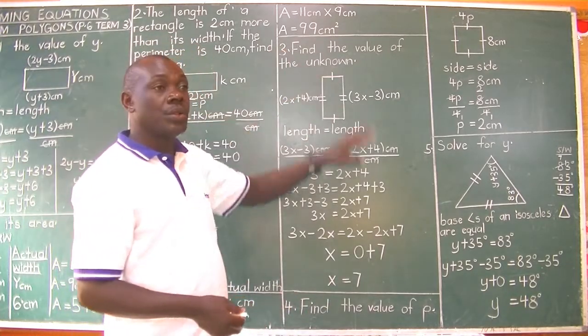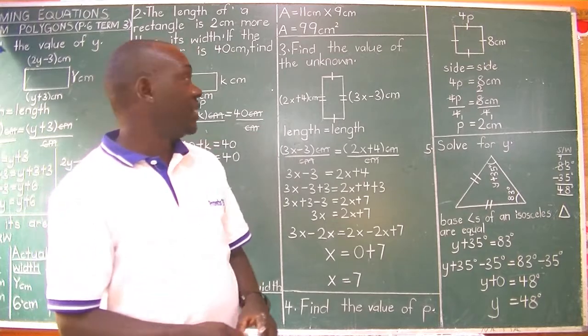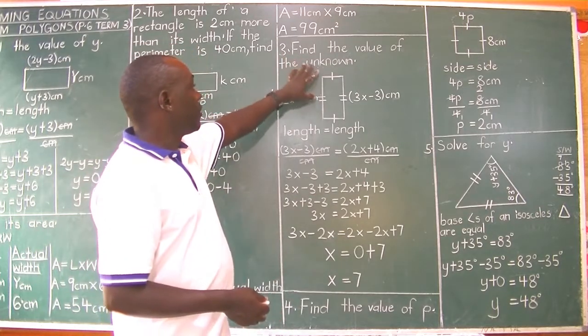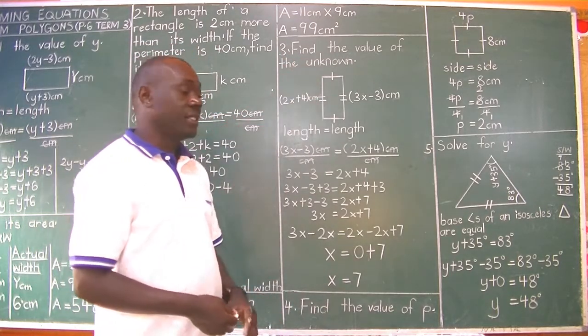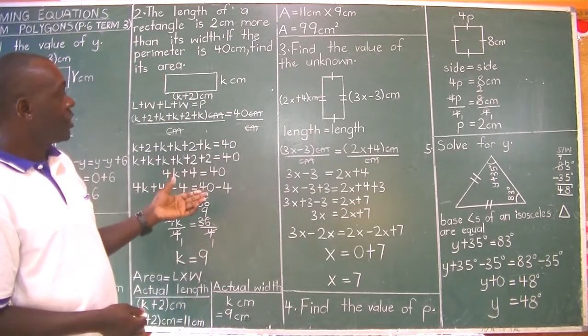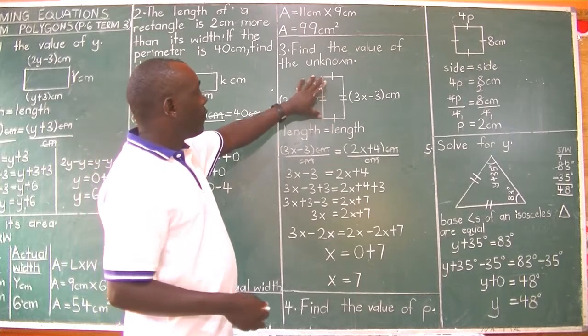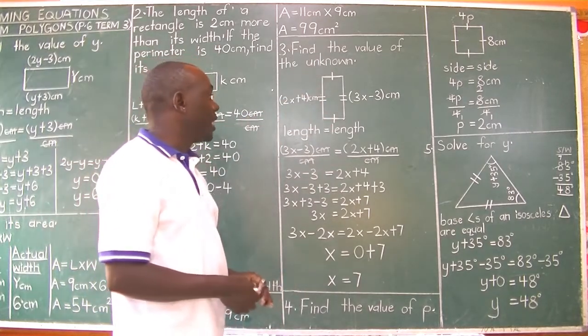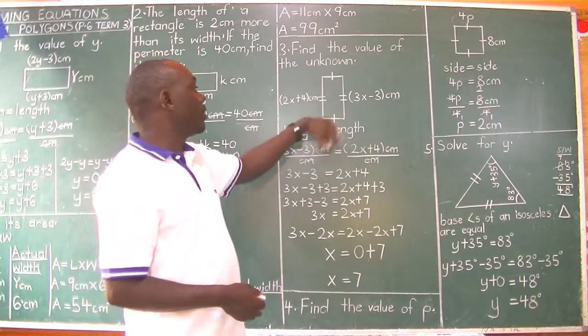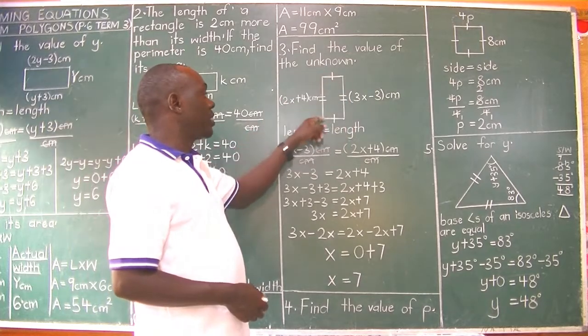So we go to number 3. Number 3 reads, find the value of the unknown. So this one is just emphatic on the first number. And now find the value of the unknown. It is still a rectangle. This is the length, this is the width, this is the length, this is the width.